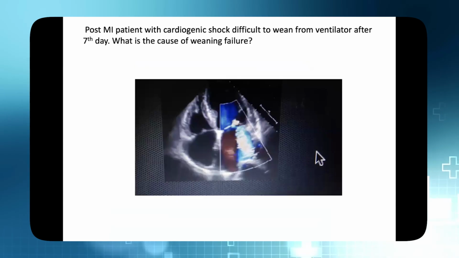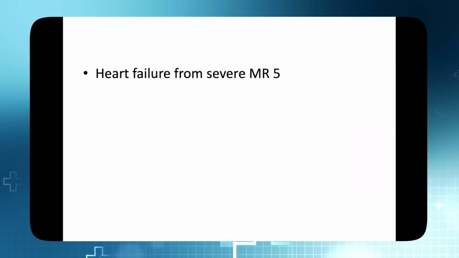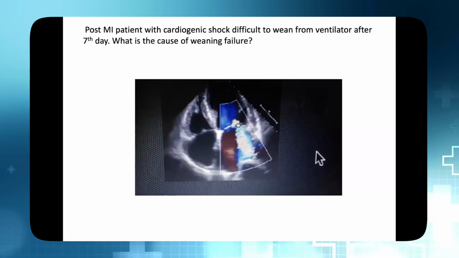What is happening here? Severe mitral regurgitation. Mitral vegetation causing severe mitral regurgitation. Yes, vegetation is there. Heart failure, severe MR.